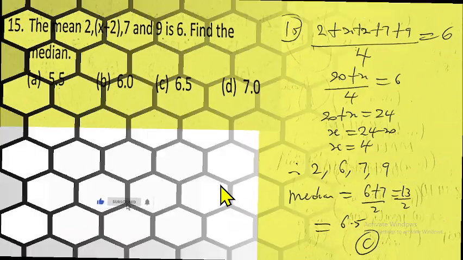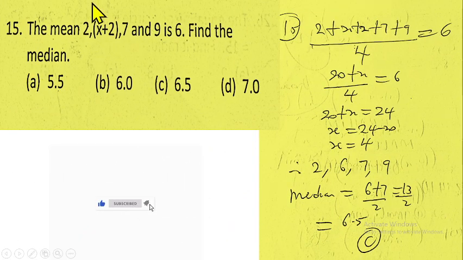Question number 15 now. The question is on mean. The mean of 2, x plus 2, 7 and 9 is 6. So that means the mean of these four data is 6. You have to find the median. So how do we find the mean of ungrouped data? Add the four numbers together, divide by 4, and the value is 6.